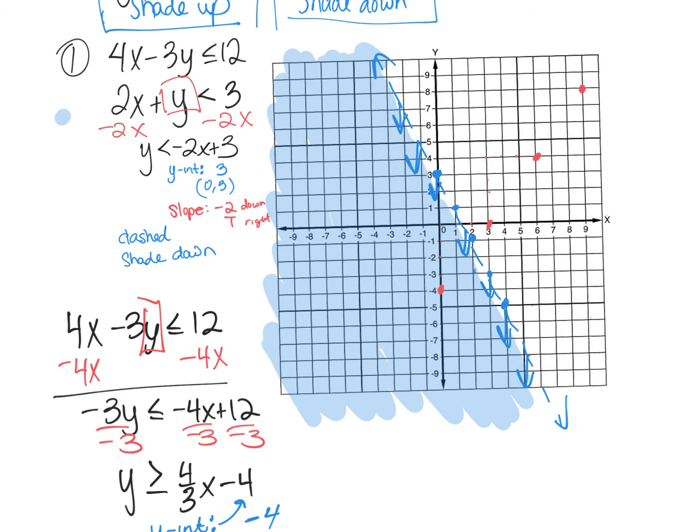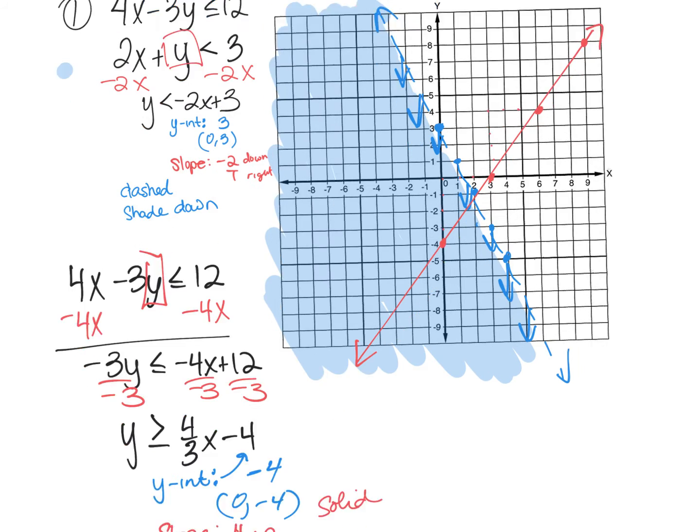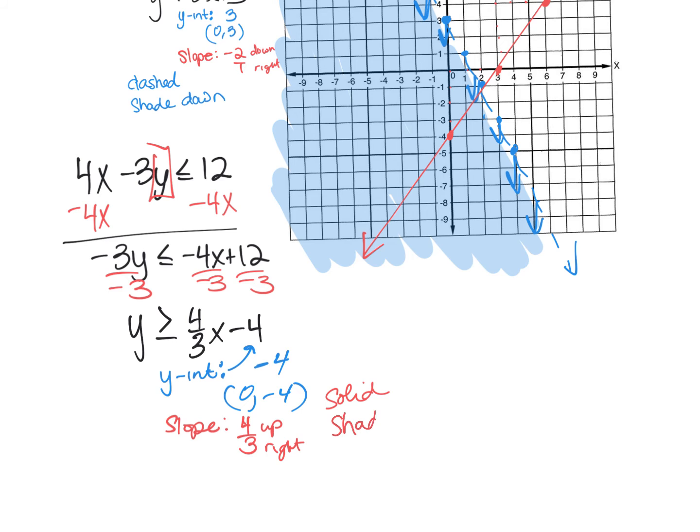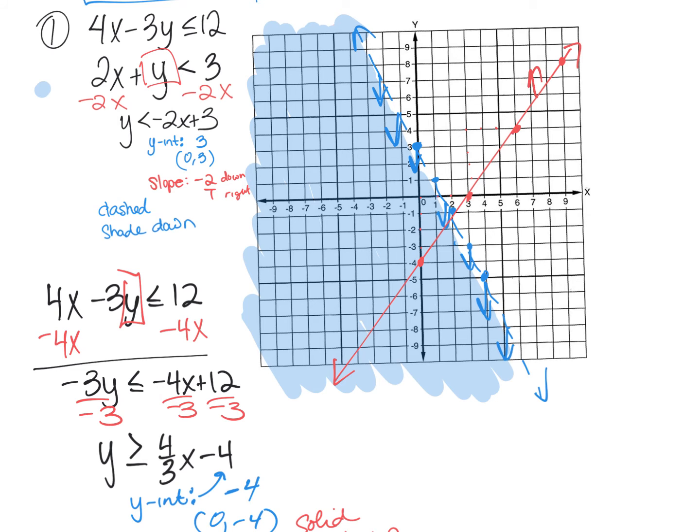We'll connect with a solid line. And am I going to shade up or down? Greater than, up. Okay. So greater than, we're going to shade up. So that's this way. So that's shading. Now the points on the solid line are part of the solution.